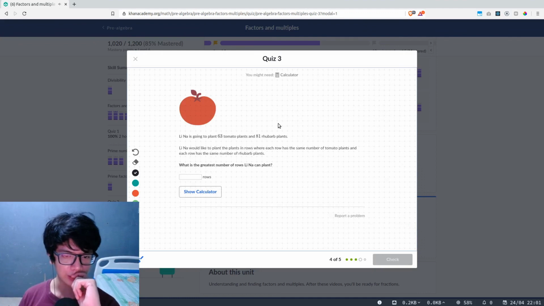Lena is going to plant 63 tomato plants and 81 rhubarb plants. Lena would like to plant the plants in a row where each row has the same number of tomato plants and each row has the same number of rhubarb plants. What is the number of rows Lena can plant?